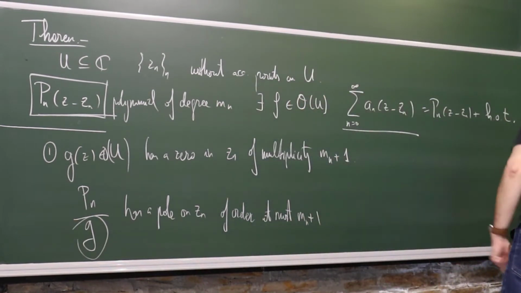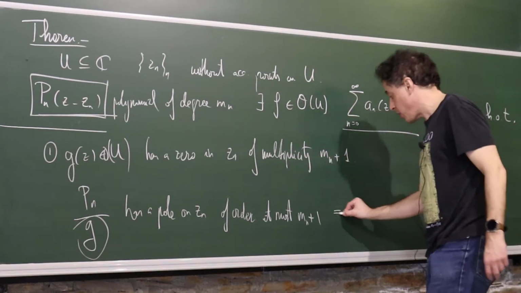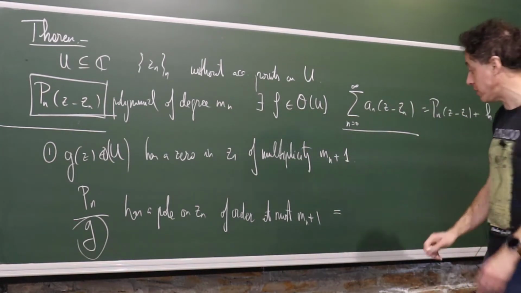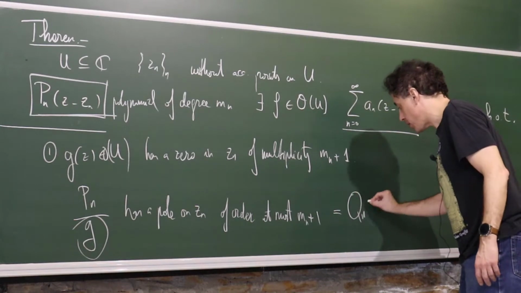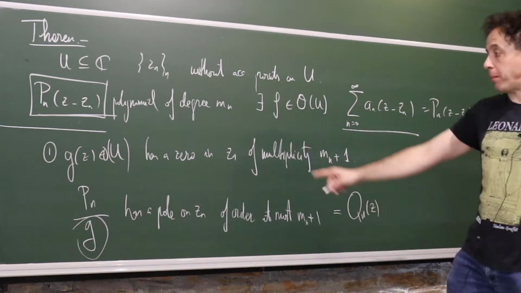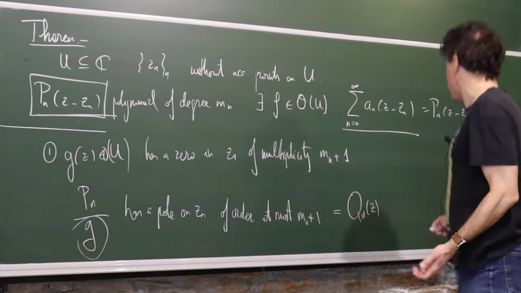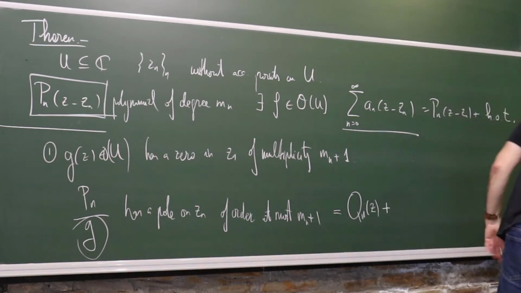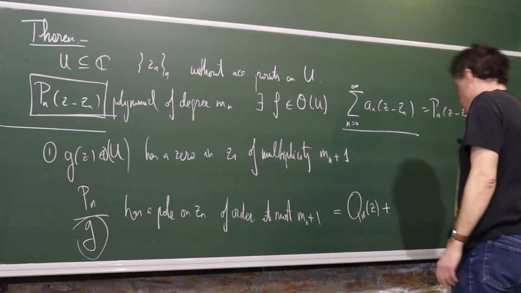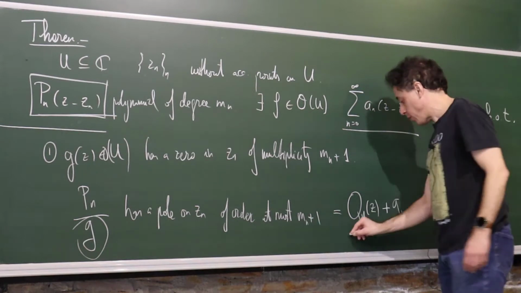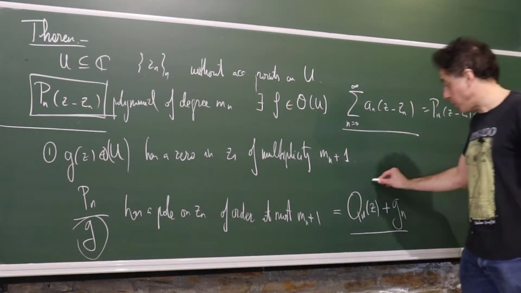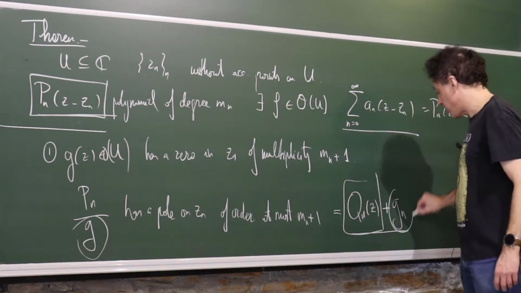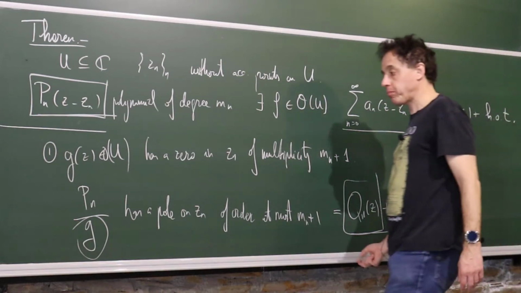Okay, so you can write this quotient as the principal part, Qn, of this pole, plus the rest of the terms. Let's call it Hn, the rest of the terms. This is the principal part of this pole, and these are the rest of the terms. Okay?